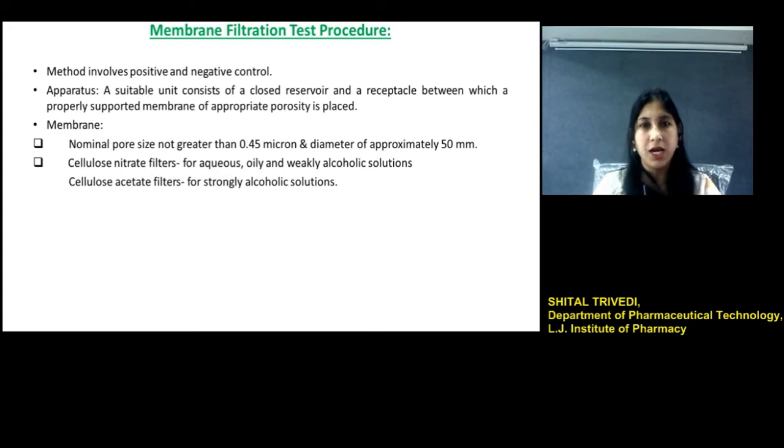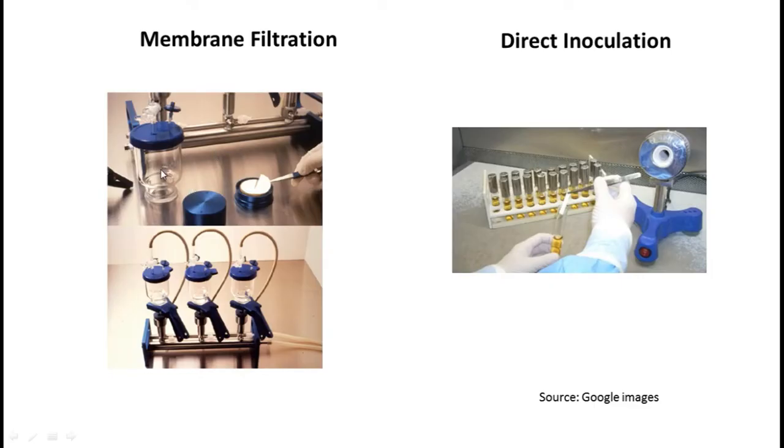The nominal pore size of the membrane should not be greater than 0.45 micron, and the diameter of the membrane is 50 millimeter. Cellulose nitrate membranes are used for aqueous, oily or weakly alcoholic solutions, and cellulose acetate membranes are used for strongly alcoholic solutions. In this image, one can see the type of apparatus. This is the reservoir and receptacle, and between these two compartments, the membrane can be placed.